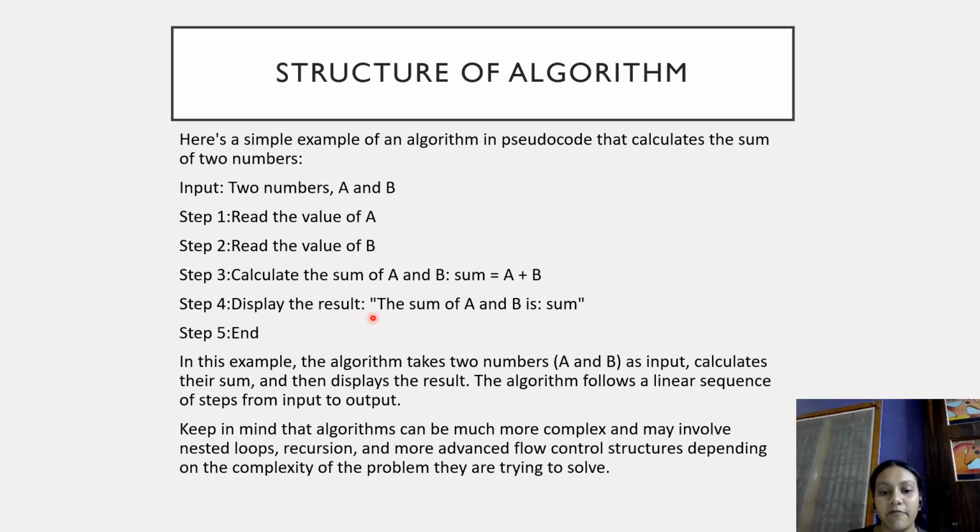In the print statement, we are going to use the sum of A and B is sum. And here we are going to be printing the sum which we have found out here. And step 5 will be end. So in this example, the algorithm takes two numbers A and B as input, calculates their sum and displays the result, which will be the sum of both the numbers. The algorithm follows a linear sequence of steps from input to output.